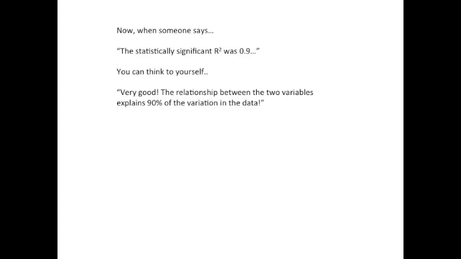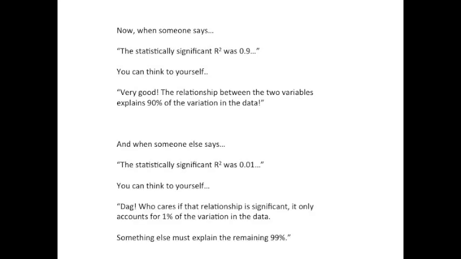Now, when someone says, the statistically significant r squared was 0.9, you can think to yourself, very good, the relationship between the two variables explains 90% of the variation in the data. And when someone else says, the statistically significant r squared was 0.01, you can think to yourself, dag, who cares if that relationship is significant? It only accounts for 1% of the variation in the data. Something else must explain the remaining 99%.